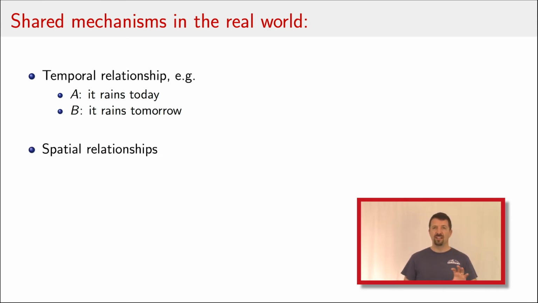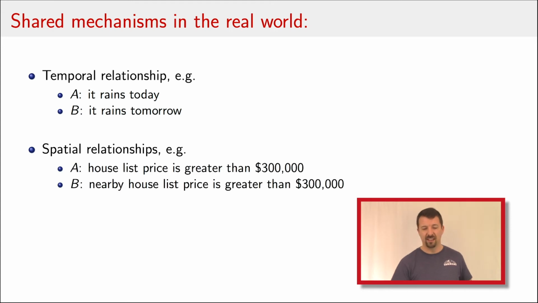Another similar example is a spatial relationship. So rather than collecting data in time, we're now collecting data in space. So as an example, we can say a real estate market. So imagine that we have two houses, they happen to be neighbors, and the events are that house A has a list price that's greater than 300,000. And event B is that the neighboring house has a list price of greater than 300,000.